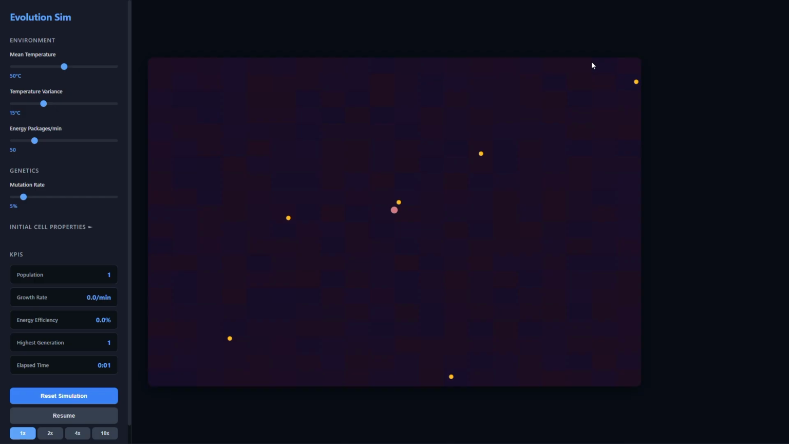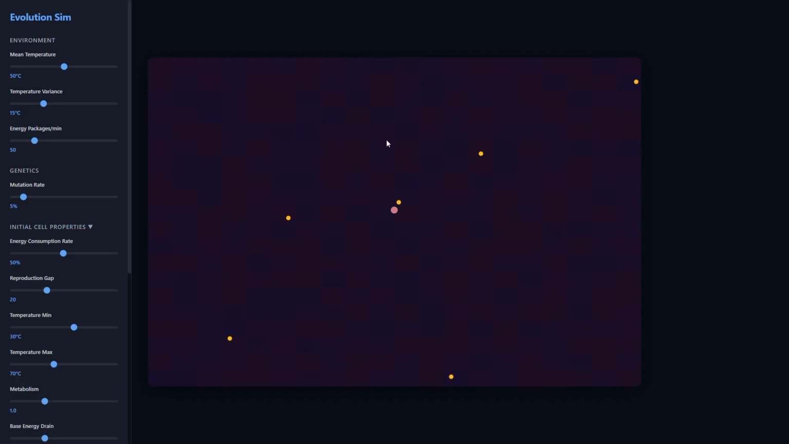Let's go in. We have three kinds of variables. We have the environment variables, we have the genetics variables, and we have some cell properties. Of course, they are dependent on each other in one way or another, and I'll lead you through this. We start with the initial cell properties. As you can see on the right, this is our environment. You can see some dots, there's a pattern in it, and also the background varies from blue to red. This is basically just the temperature.